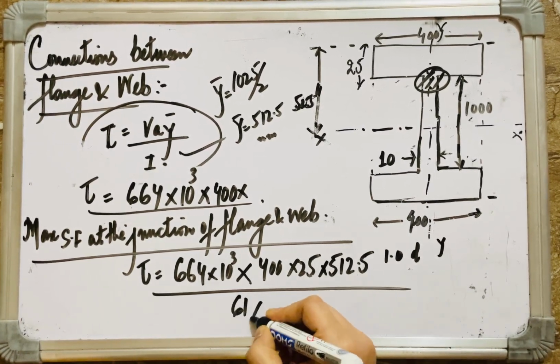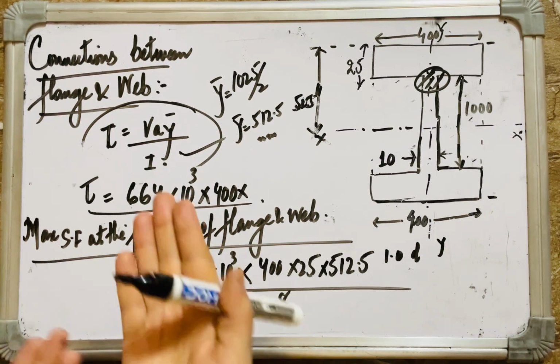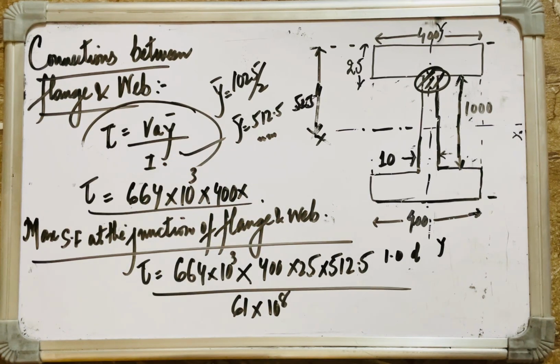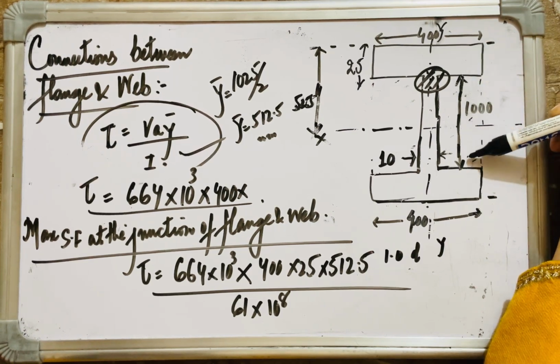We already calculated it, 61 into 10 raised power 8 mm raised power 4. All right, so this is the maximum shear force at the junction of the flange and the web for designing the connections between flange and web. As already discussed, the connections between flange and web are designed to resist a maximum horizontal shear force, which is given by this formula. I substituted the values for the shear force, the area of the flange, and the distance of the centroid of area from the neutral axis, which was 1025 divided by 2.